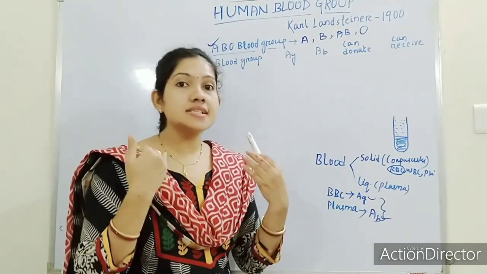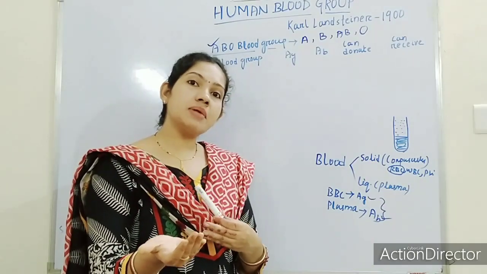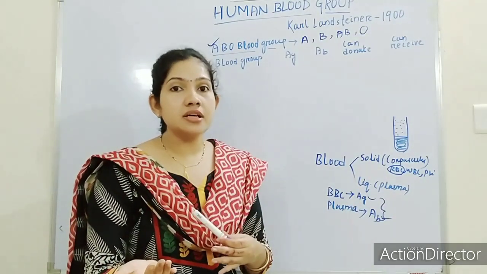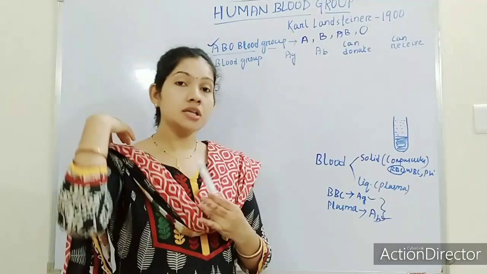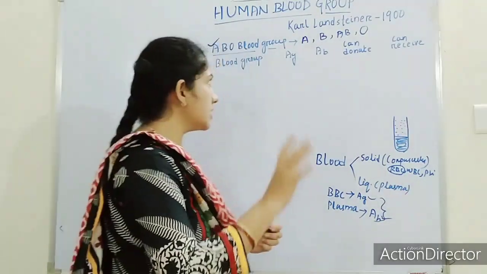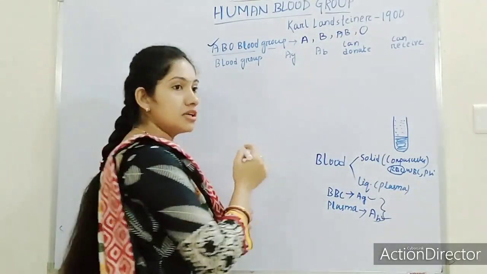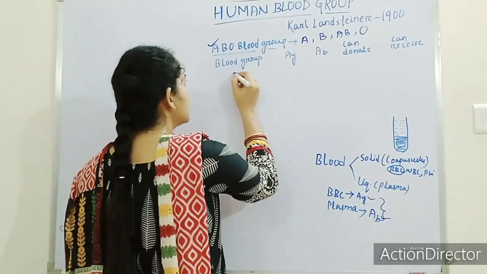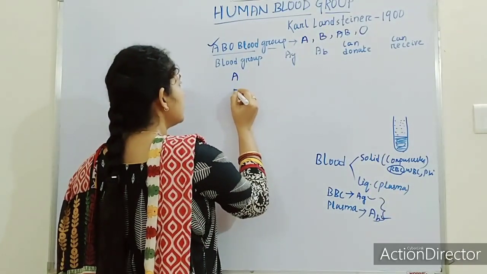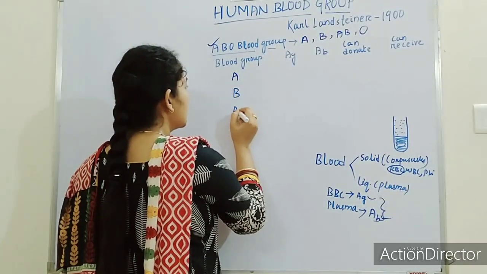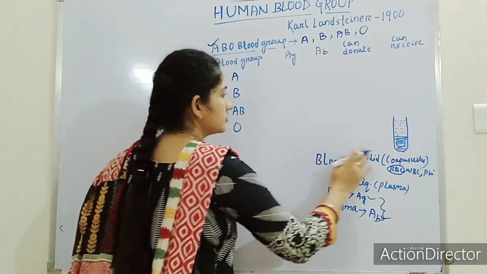Okay, so now let us see which antigen determines which blood group, and which antibody determines which blood group. Just listen to it very carefully. It is very interesting also. So here I am writing all the blood groups. What are the blood groups? A, B, AB and O.